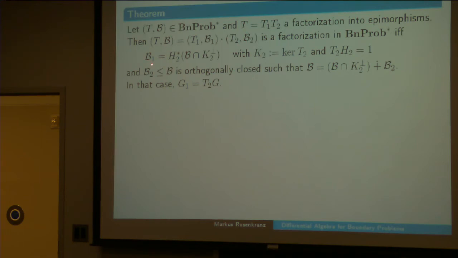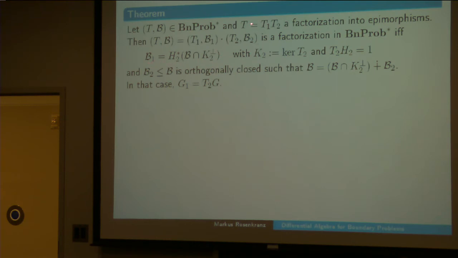On the other hand, for B1, you have no choice at all, because if you look here, B1 is fully determined by B, but B is just the given boundary problem, the given boundary conditions. So it's determined by the given boundary conditions. K2 orthogonal, that's just the kernel of the differential operator T2. So we assume that this factorization is fixed. So if this factorization is fixed, and B is fixed, H2 is any right inverse of T2. And again, we take, of course, as simple as possible one, like an initial value problem solver. And then this will be the B1.